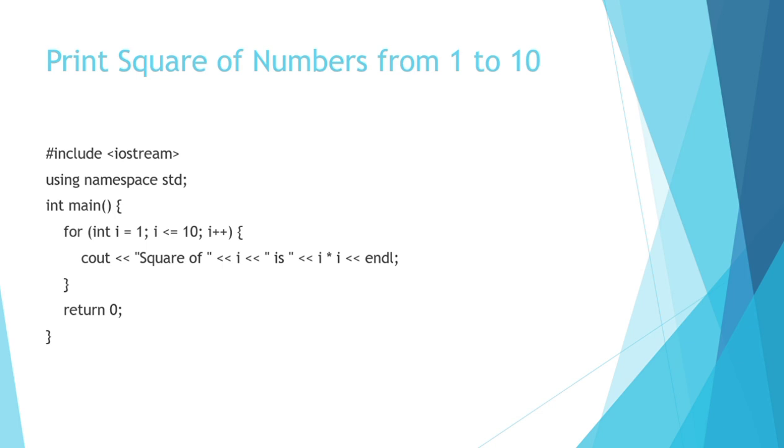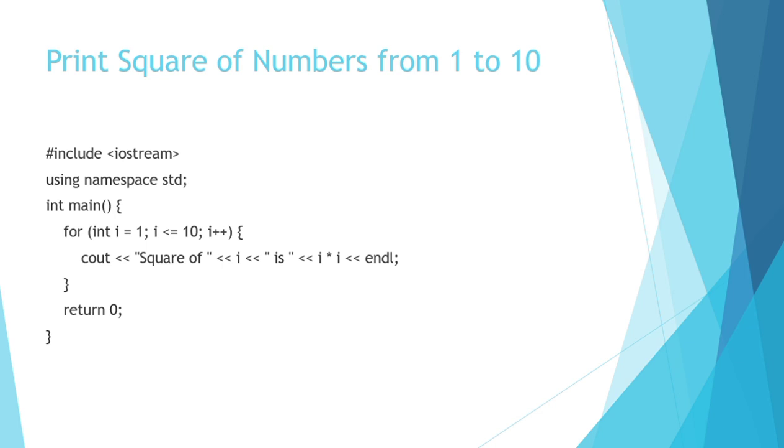"Square of" is a string literal that will be printed to the console. It serves as a label to explain the output. i is the current value of the loop variable i. In each iteration, i takes the values from 1 to 10. "is" is another string literal, providing the word "is" between the value of i and its square. i * i calculates the square of i. The value of i is multiplied by itself. For example, if i equals 2, i * i equals 4. And endl is a manipulator that adds a new line after the output. It ensures that each result is printed on a new line.